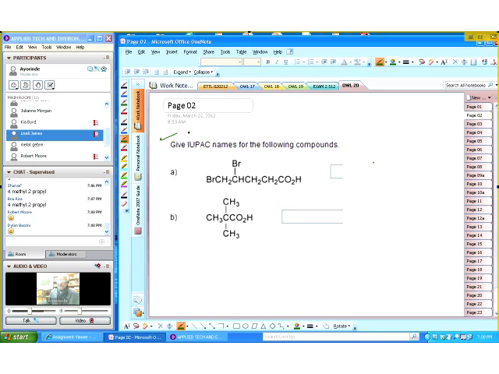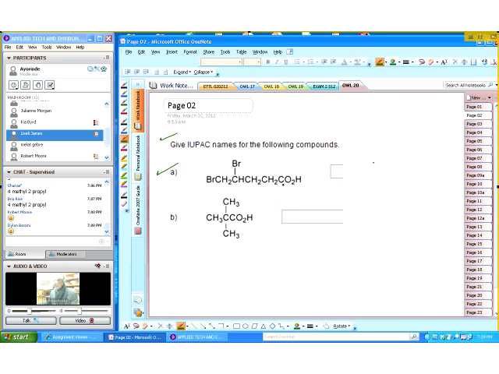Okay. Julian, go ahead and read the question for us. Give IUPAC names for the following compounds. Okay, good. Give IUPAC name for the following compounds. So let us try A first.